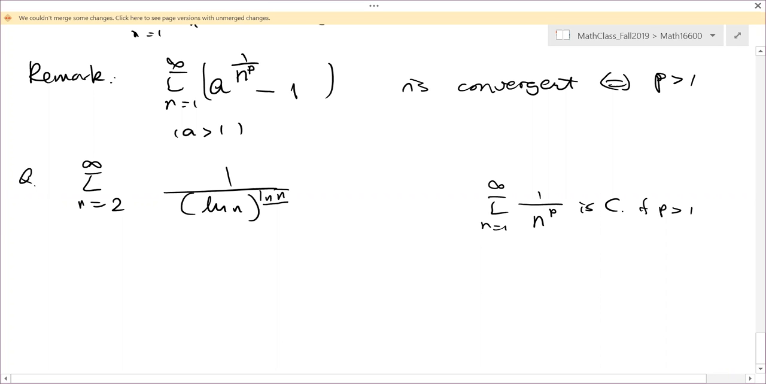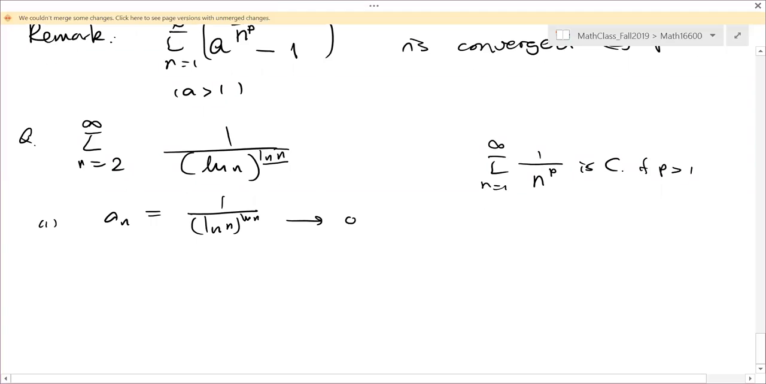Right, so far we don't have any other method, but it always works. You can use the nth term test, as the nth term approaches 0. So the nth term test for divergence is inconclusive. This approaches 0, we know that. But the problem is we cannot use the integral test. It's so complicated, there's no way you can evaluate the corresponding integral.